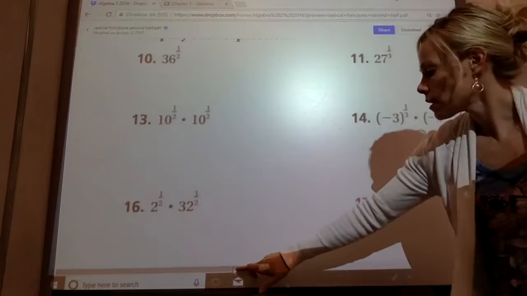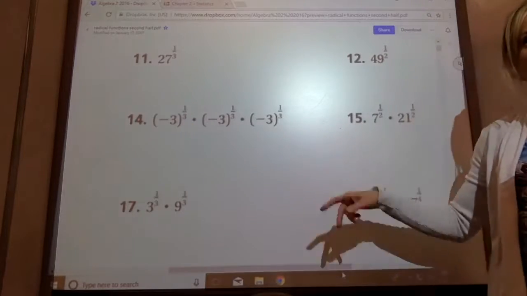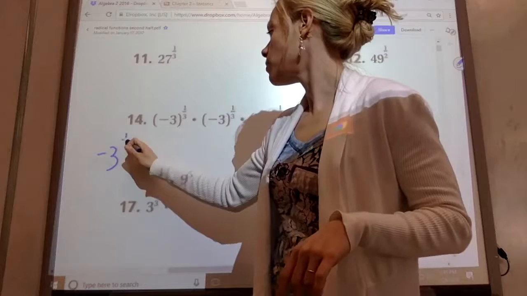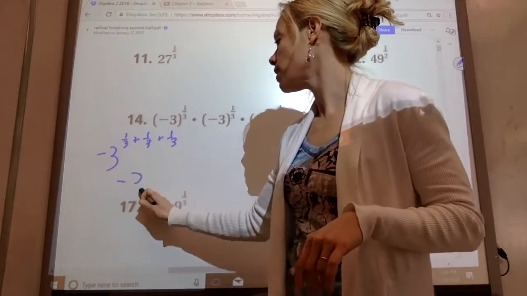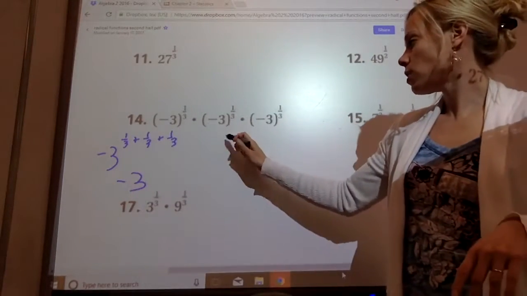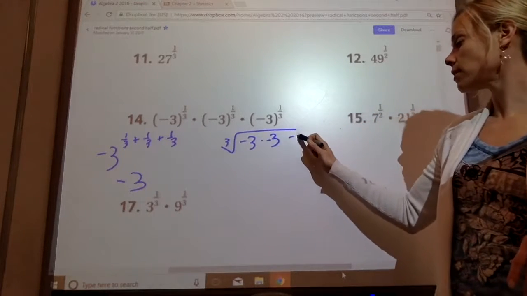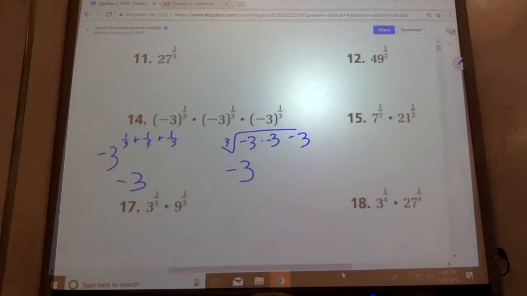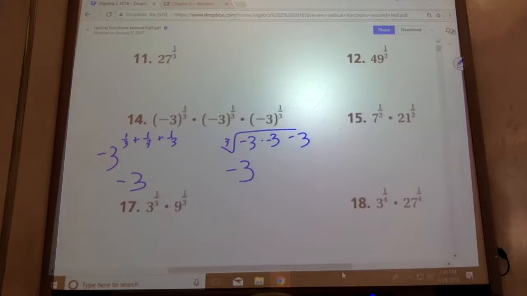14 is the same way. If you look at 14, you should notice you have same bases and same exponents again. So you could do -3 and then add 1/3 plus 1/3 plus 1/3, which is just going to be -3 to the 1 power. Or you could change all of those into the cube root and have -3, -3, -3. There's 3 of something, you take 1 out. Okay. So again, either way, because you have same bases and same exponents.